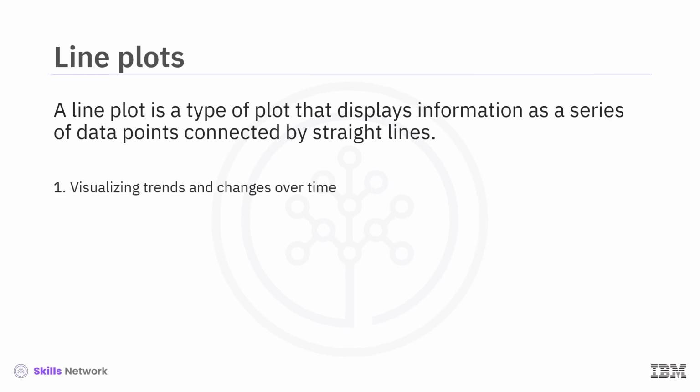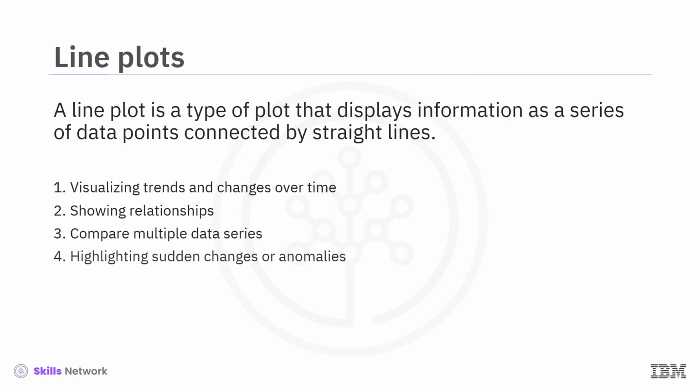Line plots are useful for visualizing trends and changes over time, making them a popular choice for time series data, such as changes in stock prices, website traffic, or temperature fluctuations. You can also use a line plot to show relationships between two variables. They can also be used to compare multiple data series on one chart. Line plots can also effectively highlight sudden changes or anomalies in data.